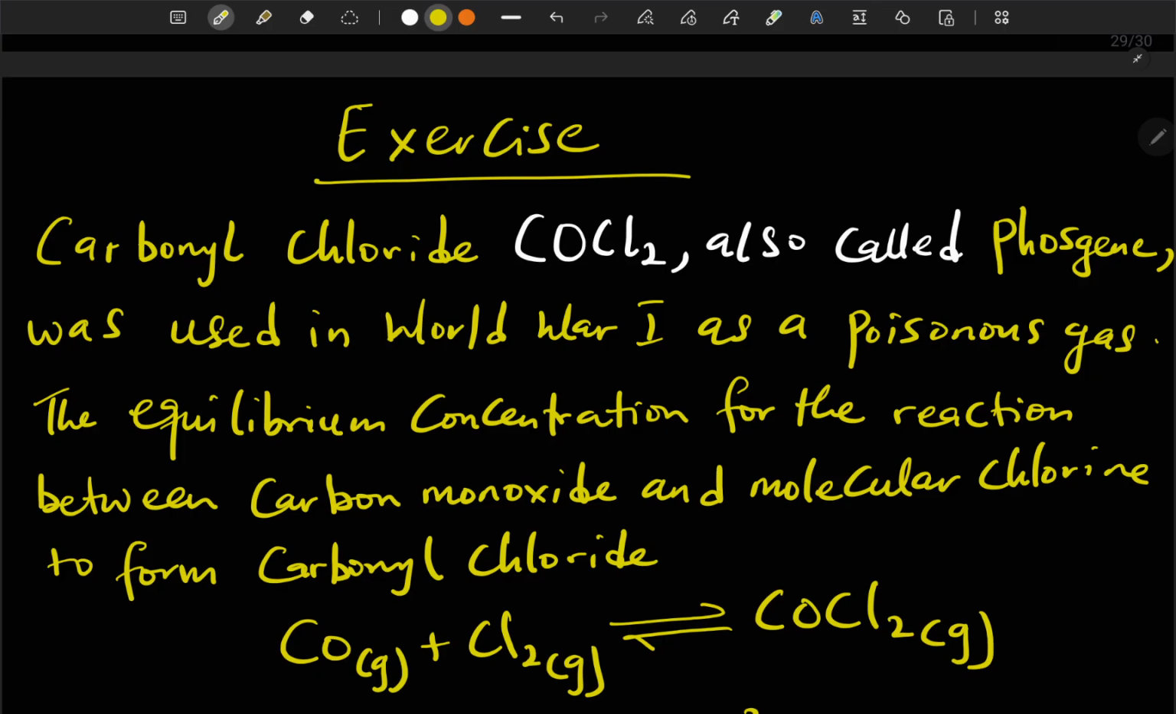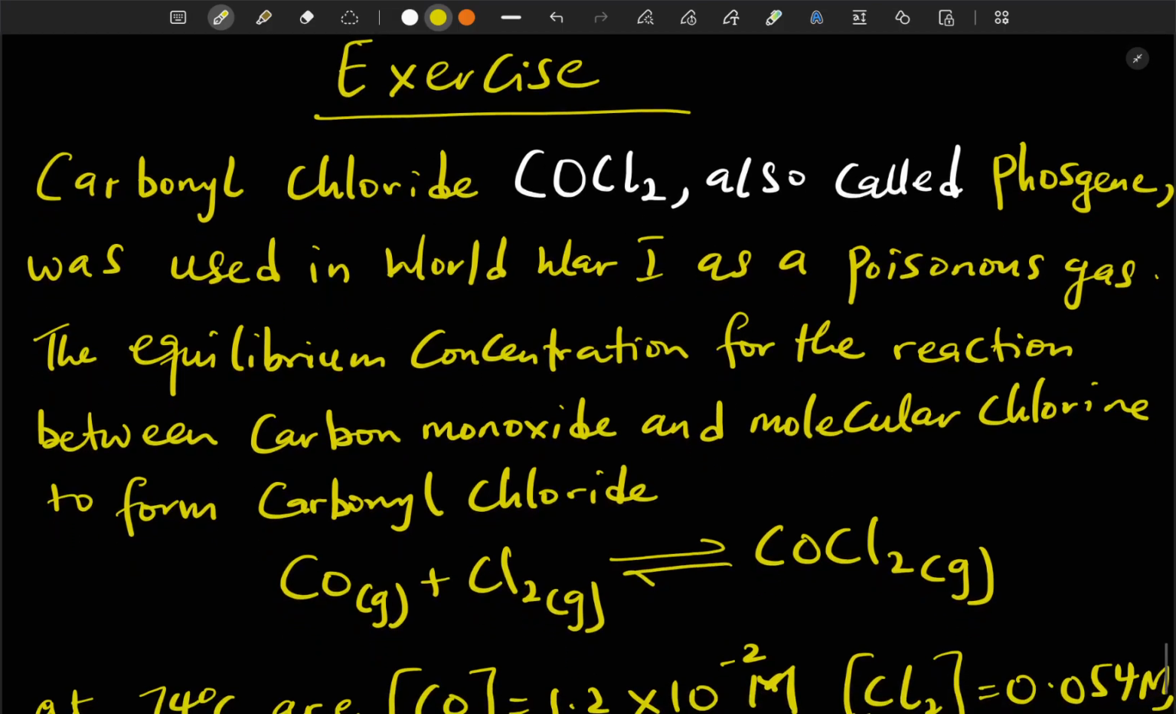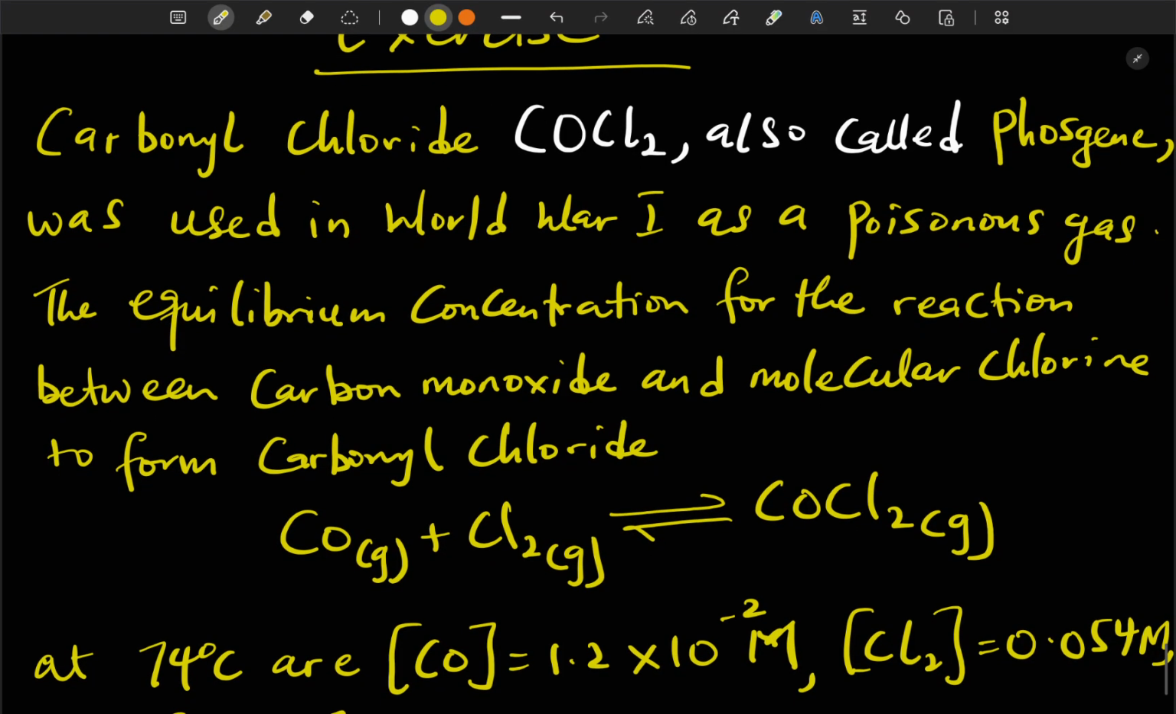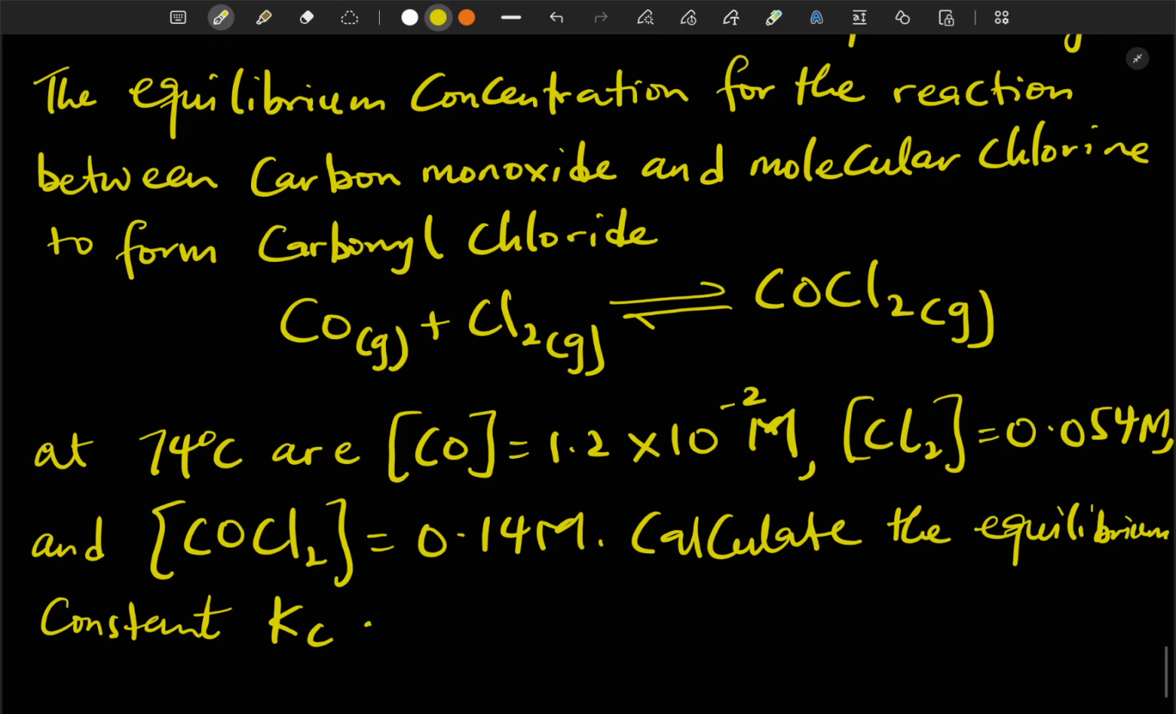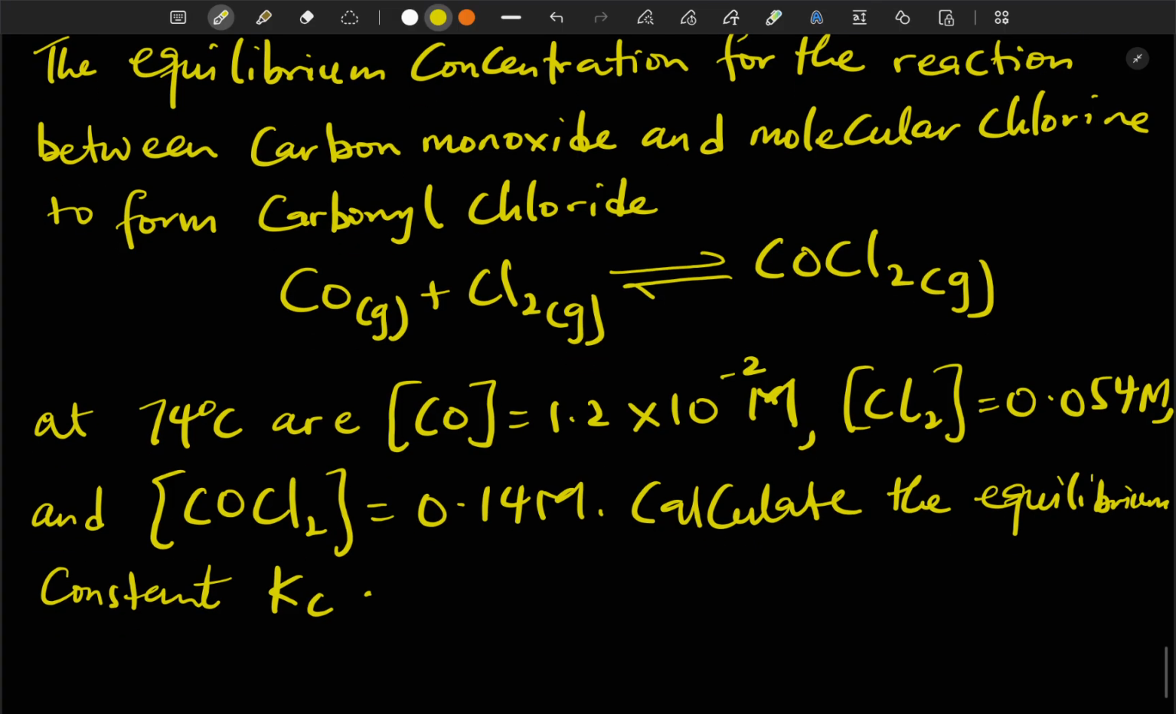So you can try this exercise and drop your answer in the comment section. Carbonyl chloride, COCl2, also called phosgene, was used in World War I as a poisonous gas. The equilibrium concentration for the reaction between carbon monoxide and molecular chlorine to form carbonyl chloride is given below. At 74 degrees Celsius, CO is equal to 1.2 times 10 raised to the power minus 2 molar, Cl2 0.054 molar, and COCl2 0.14 molar. Calculate the equilibrium constant. So I'm going to give you a hint.